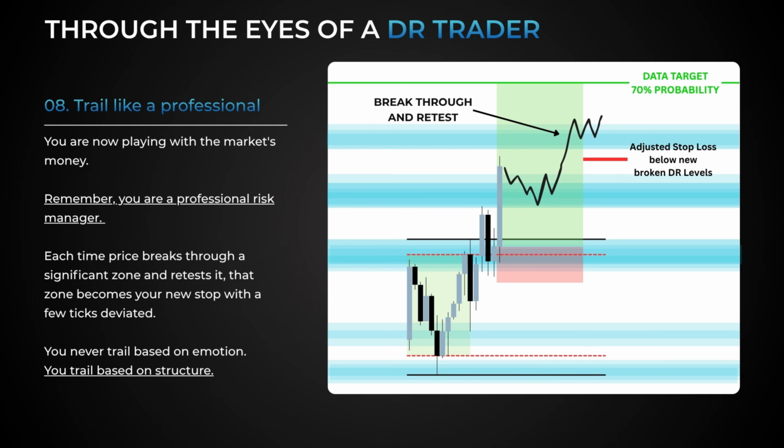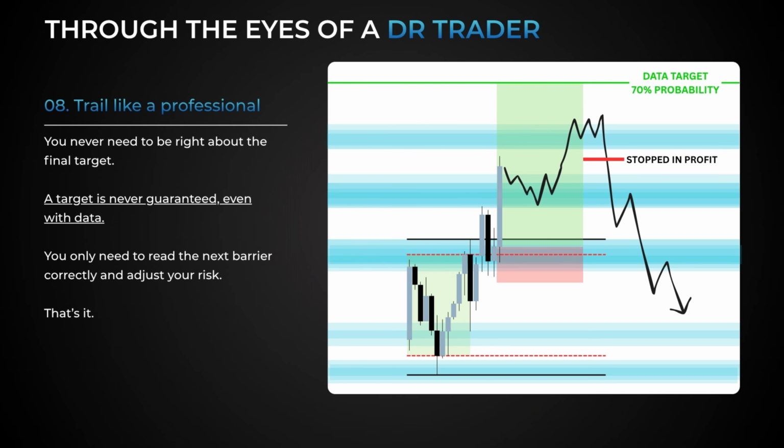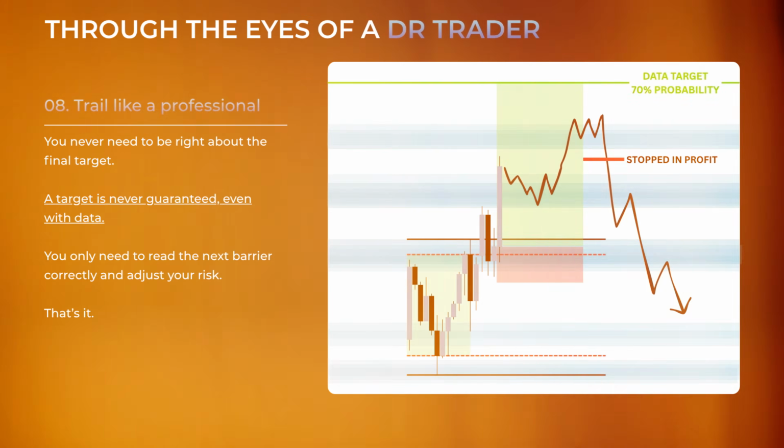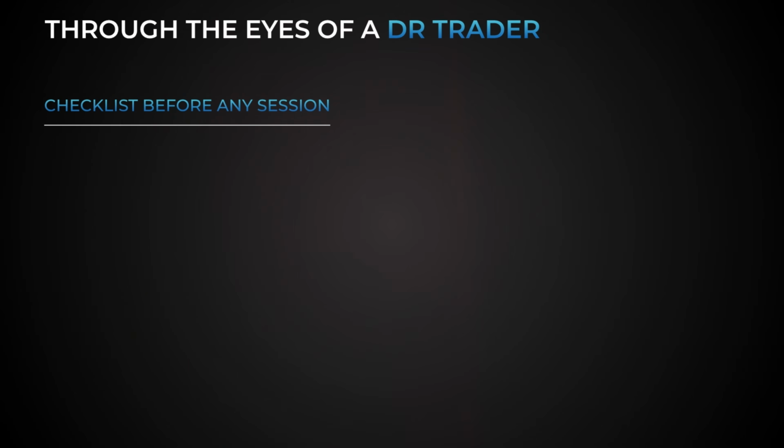You never trail based on emotion, you trail based on structure. And you never need to be right about the final target. A target is never guaranteed even with data. You only need to read the next barrier correctly and adjust your risk accordingly. If stopped at this point, you still banked a profit on this trade. That's it. All of that has been covered across all episodes step by step. Rewatch it. Valuable information. To finalize it, here's the complete checklist.